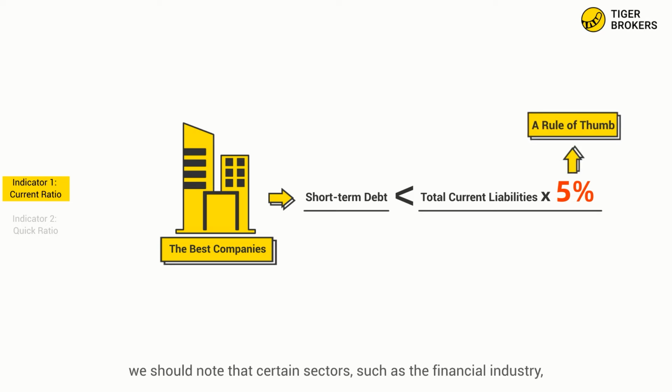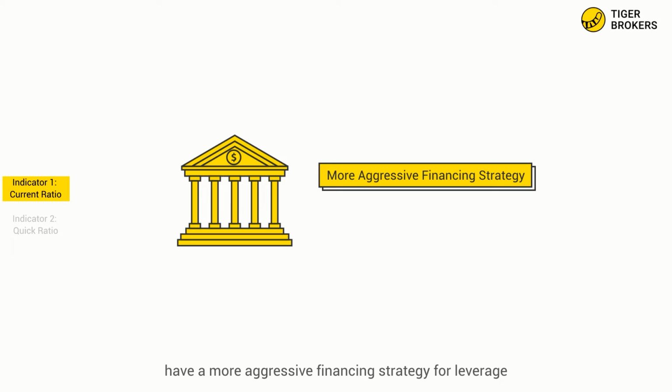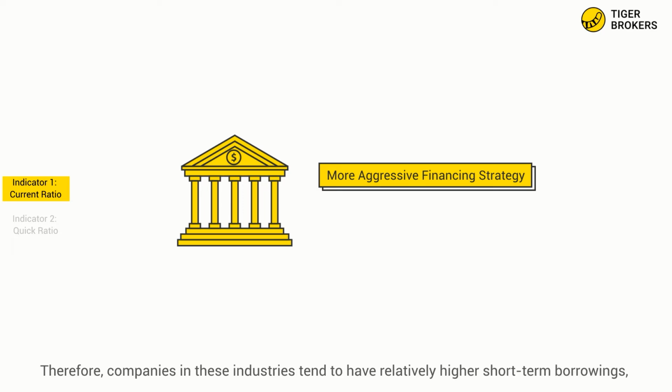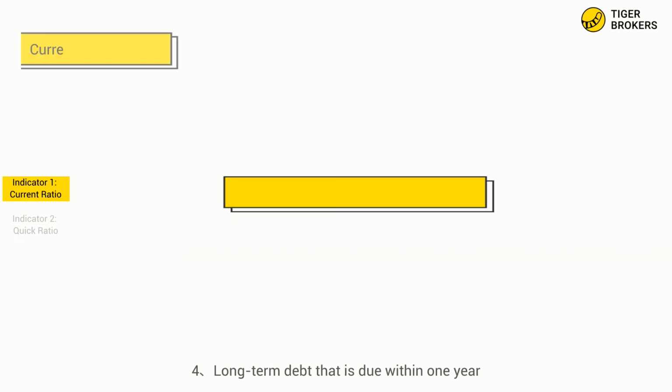Healthy companies generally keep short-term debt within 5% of their total current liabilities, since 5% is just a rule of thumb. We should note that certain sectors, such as the financial industry, have a more aggressive financing strategy for leverage. Therefore, companies in these industries tend to have relatively higher short-term borrowings, and we must take these differences into account when analyzing companies.